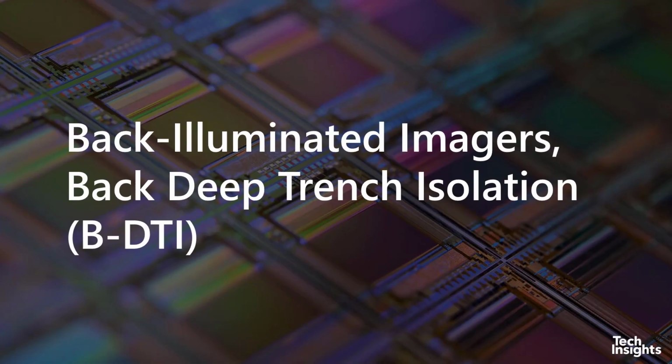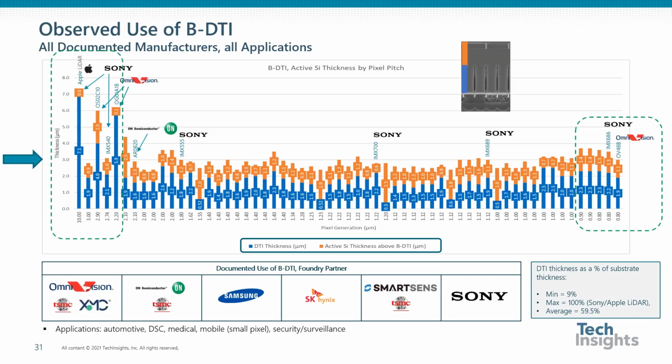Next, we look at back deep trench isolation. This slide shows observed use of back deep trench isolation for all documented manufacturers and all applications. Here, the blue highlight represents the thickness of the deep trench isolation, and the orange highlight represents silicon remaining above the deep trench isolation. So essentially, the two together show the total thickness of the DTI.